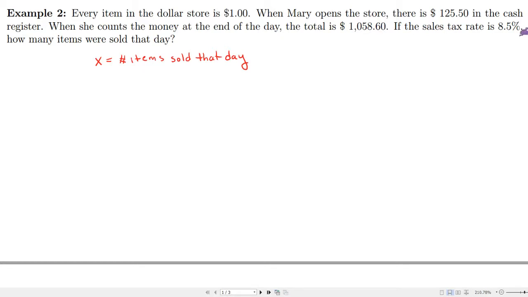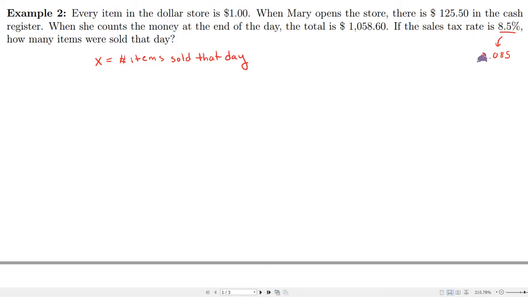However, the sales tax, it says over here, is 8.5%. So what is the cost of an item taking into account the sales tax? Well, 8.5%, right, we can rewrite this as 0.085. Percentages we can rewrite like this, just divide by 100. Or a simpler way is just to move the decimal over 2, just to remember that.